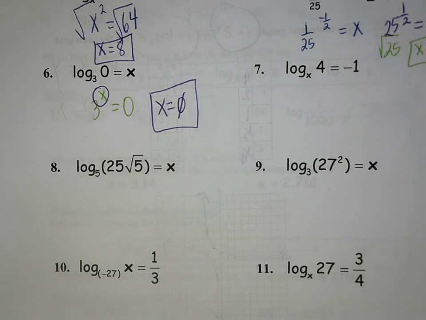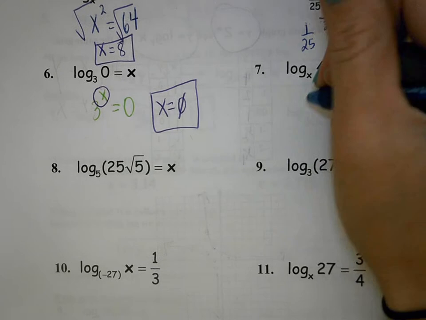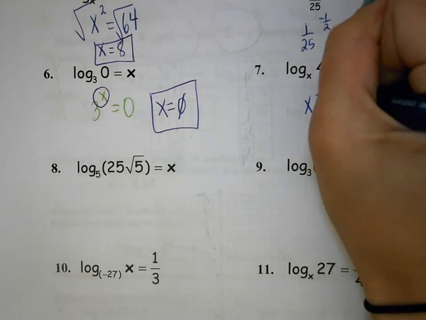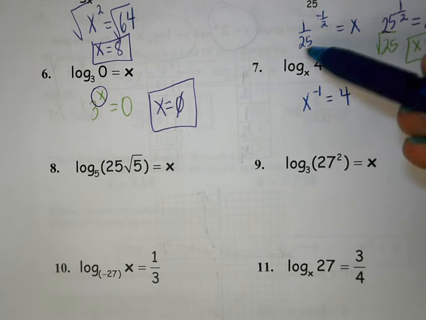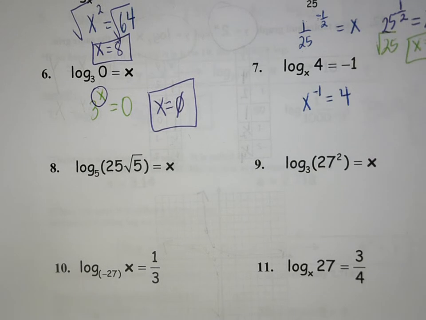Okay. Again, example 7, I'm going to pull a popsicle stick. I want you to tell me how to change that to exponential form. Lindsay. X to the negative 1 equals 4. Who thinks they know how to get rid of this negative 1 exponent?